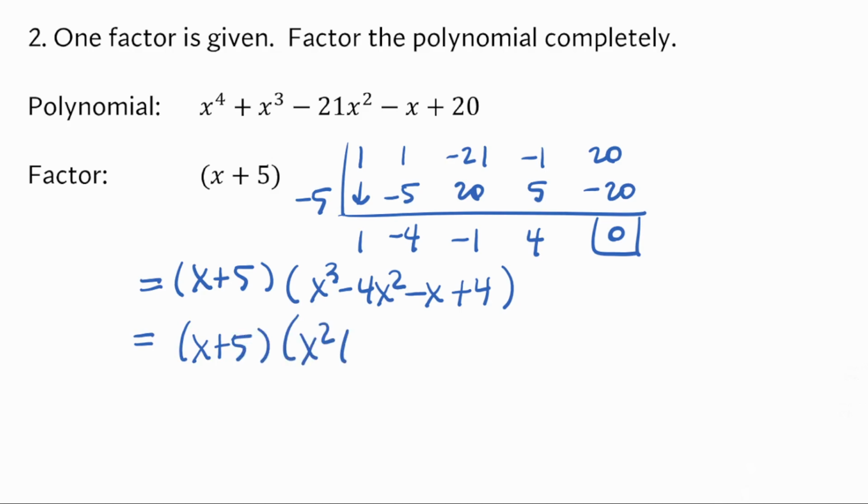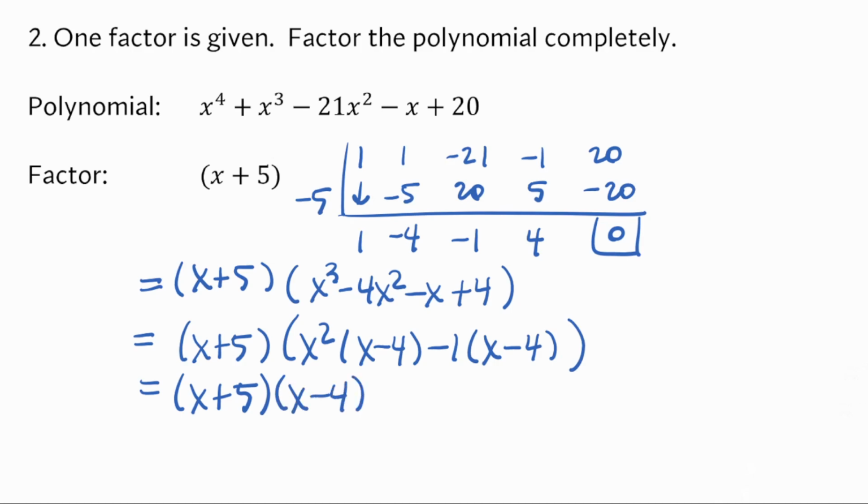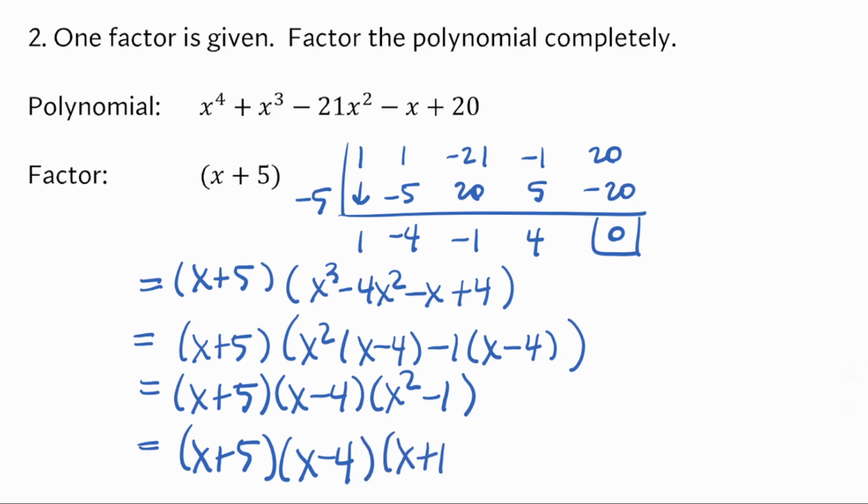So I think about the first 2, and the second 2 I would need to factor out a negative 1 to get an x minus 4. And then I'll factor out the x minus 4. I'll be left with an x squared minus 1. That's a difference of 2 squares, and I can keep going, but that should be it.